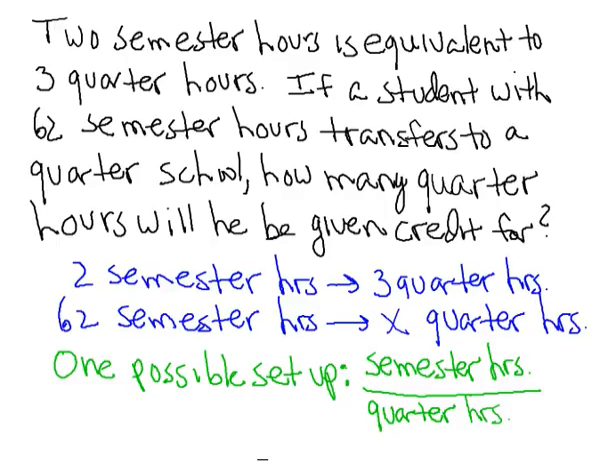Now there are different ways to set up a proportion, but we want to be sure that each fraction on each side of the equation has the same kinds of units in the numerator and denominator. So we're going to set up this proportion with the number of semester hours in the numerator and the number of quarter hours in the denominator. So next we will set up the equation.